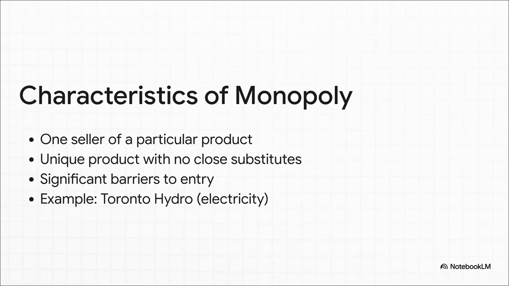So a monopoly has a few key features. First, there's just one seller. Second, they sell a unique product that has no close substitutes. But honestly, the most important characteristic here are the huge barriers to entry. These are things that make it pretty much impossible for any other company to jump in and compete. A classic example is your local electricity company. You can't just start your own power company, right? You only have one choice.